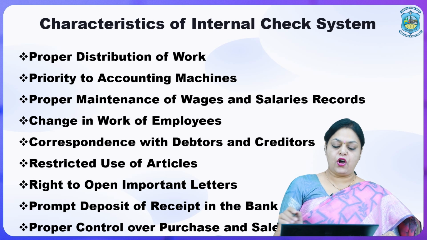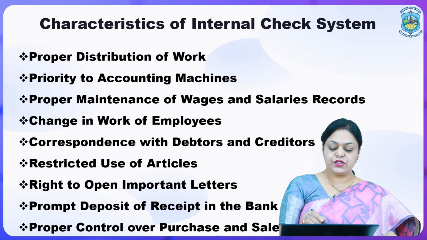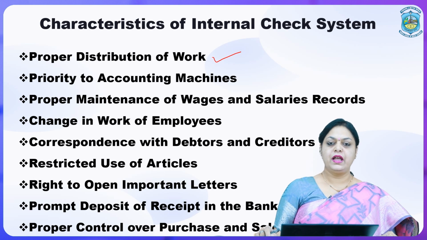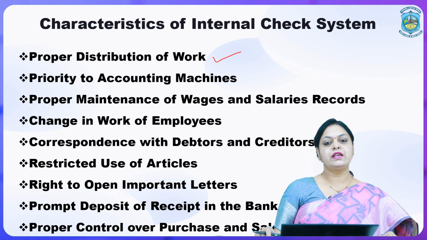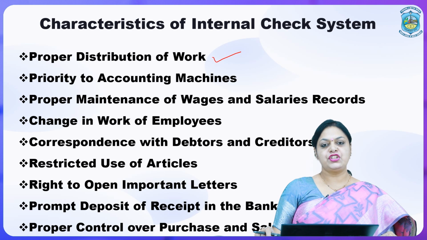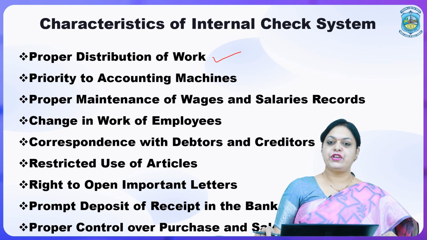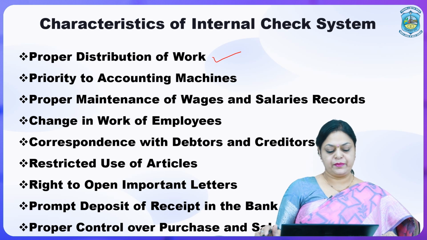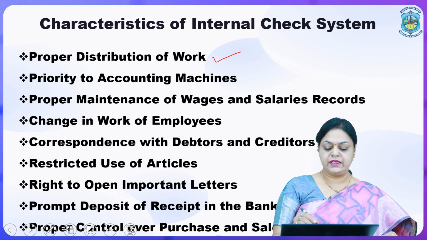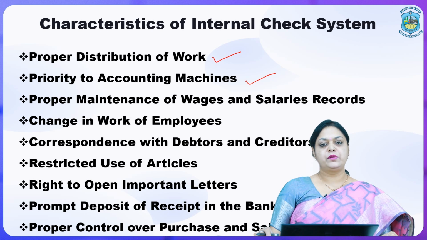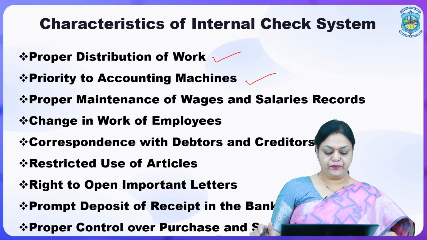Now, characteristics of internal check system. First of all, proper distribution of work. As we have seen, internal check system is a system where the work is divided among the people in such a manner that it is automatically checked by the other. So, it is very much required that the work should be distributed according to their interest and their skills. Priority to accounting machines. As far as possible, the manual system should be replaced. Priority should be given to machine accounting.